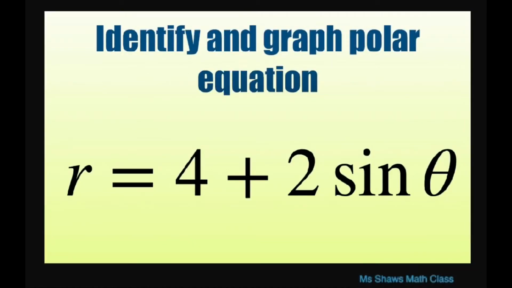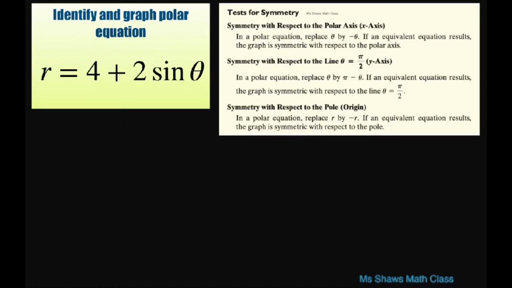We're going to identify and graph the polar equation r equals 4 plus 2 sine of theta. For identification purposes, this is a Limacon without an inner loop. I'm going to show you the form of that in just a few moments. Right now, let's do the test for symmetry because we have to graph this. So we're going to check for condition 1, condition 2, and condition 3.